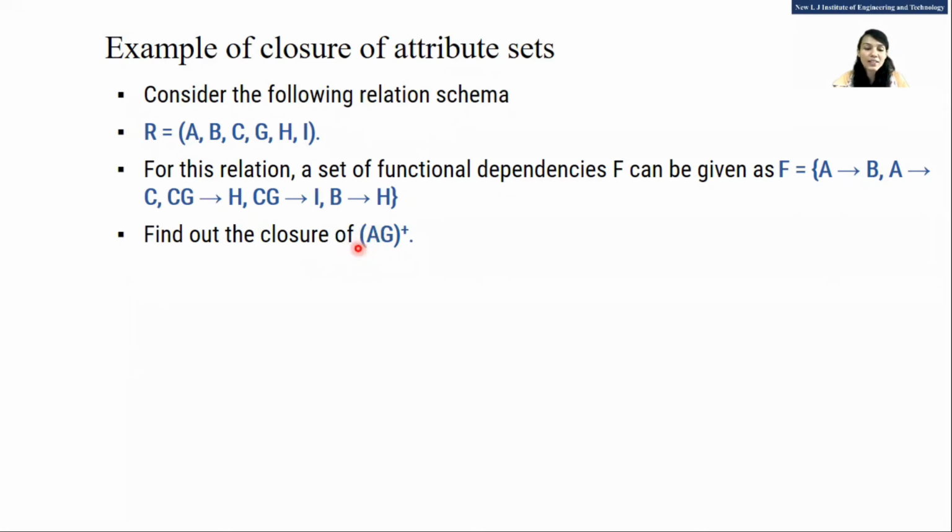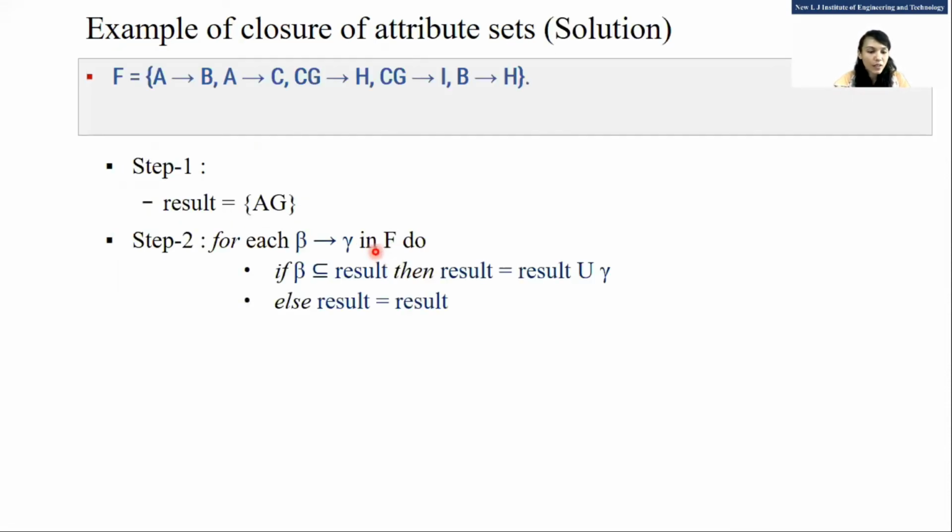So that is known as the closure of attribute. Suppose here they are asking us to find AG plus. That means we have to determine how many attributes we have in total: A, B, C, G, H, I. So from the given dependencies, using Armstrong's axiom rules, we have to find how many attributes we can get using A and G combined. So let's take an example directly. Same example, we have to find AG plus.